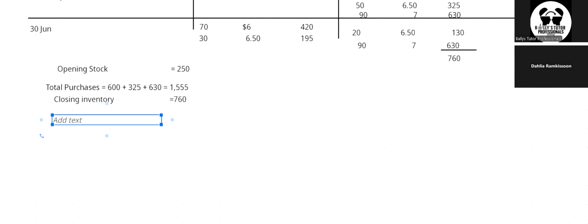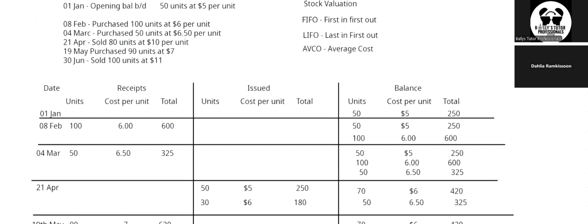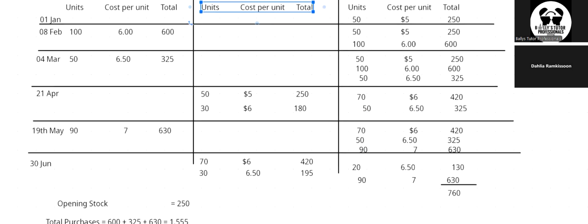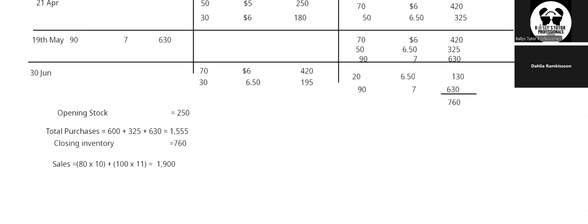Now, what I want you to pay attention to as well, sometimes in the issued, instead of cost per unit, they might have selling price. If they have selling price, you just put the selling price that they have here instead, under the issued. Everything else will remain the same. Now, with this information here, I could actually do a trading account. I have my sales, 1,900.